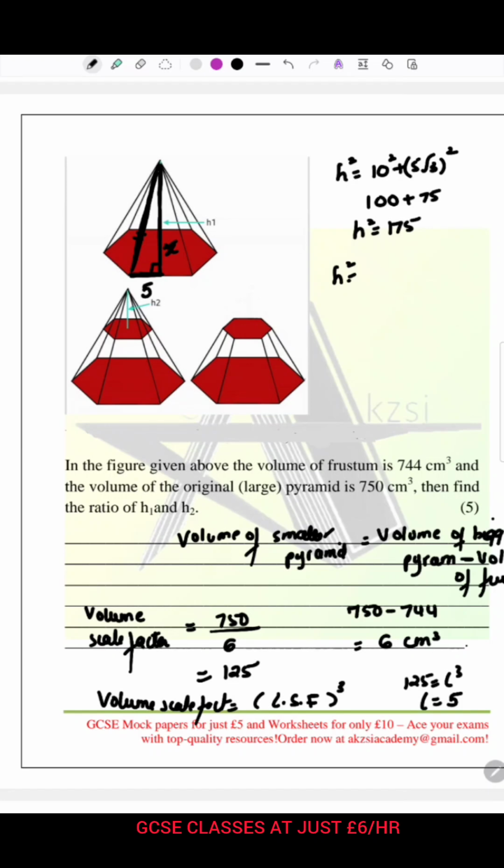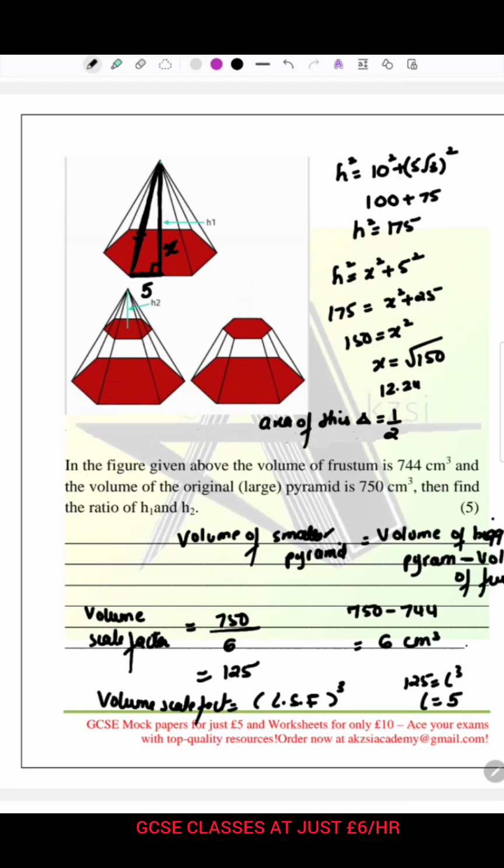So h squared is equal to x squared plus 5 squared. h squared is 175, so 175 equals x squared plus 25. So this will give you 150 equals x squared, and on taking the root, this will be root of 150. In decimal, it will give me 12.24. So with 12.24, we have calculated the height of the triangle. Now it's easy. Why? I can calculate the area of this triangle.